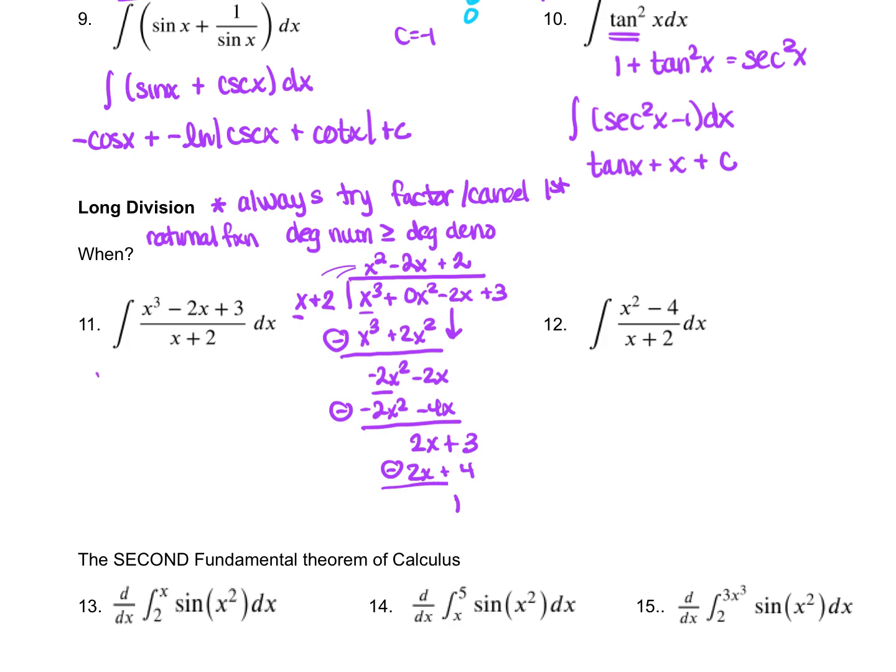So now this integral is the same thing as x squared minus 2x plus 2, which is this piece right here, plus the remainder over what you divided by. And now we can integrate this.